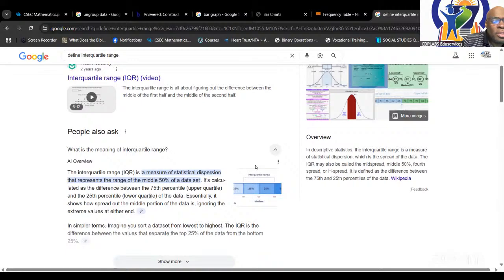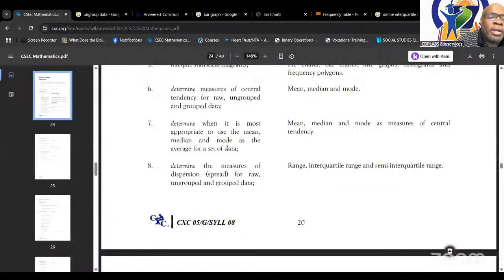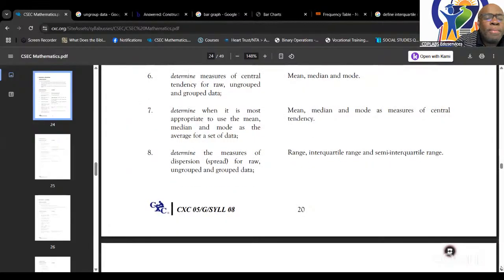Now the semi-interquartile range is basically half of the interquartile range. All right? Good. So if you're asked to find the semi-interquartile range, then you have to find the interquartile range before you can find the semi-quartile range. All right, as I said, this is just an overview.